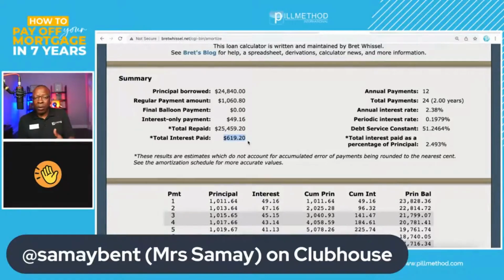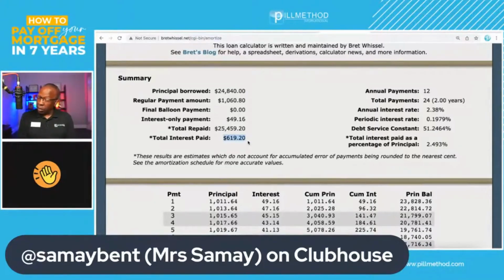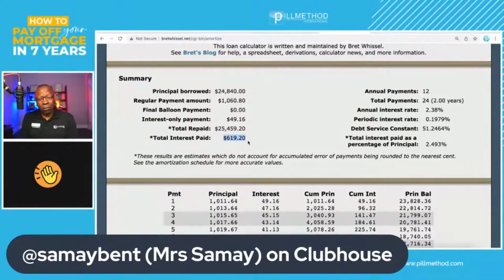Now, we have a component here at the P.I.L.L method that helps people to make those types of decisions. And you can get a consultation to figure out, should we be paying off this loan, or should we take our money and put it in some sort of wealth building? So what do you think? I'm intrigued by what you're stating.